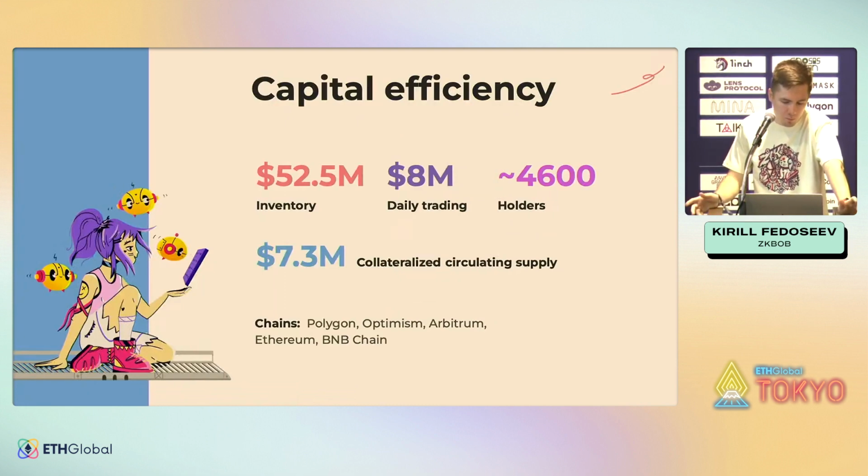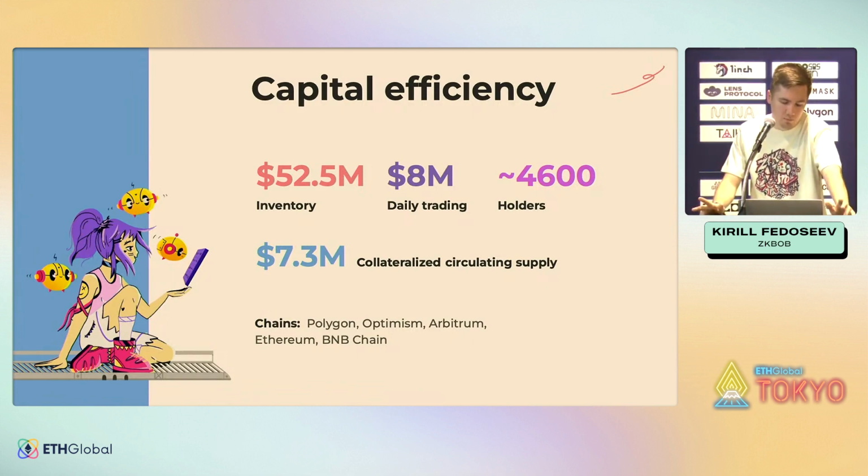And just to conclude the Bob part, to throw out some numbers, the current market cap of Bob is about 50 million USD, with about 8 to 10 million dollars of trading volume daily. We have more than 4,600 active holders of the Bob token, and the overall collateralized circulating supply available freely on the market is around 7 million. And Bob itself is deployed on multiple chains. We are looking forward to deployment on other chains as well, but right now we are present on Polygon, Optimism, and Arbitrum rollups, Ethereum mainnet, and BNB chain.